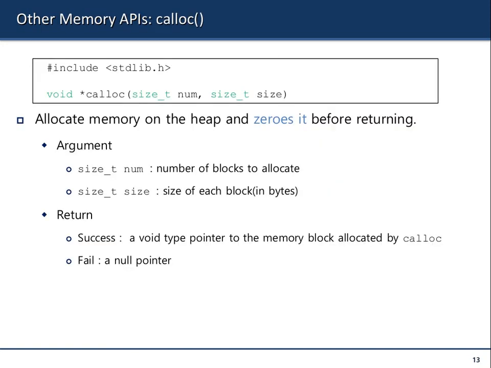Okay? So, other memory APIs include calloc. Okay? So, ito yung mas magandang gamitin. Kasi yung malloc, kung ano yung nandun na contents, nandun pa rin yun. Pag calloc, automatically, zini-zero niya na. Okay? So, this is a better way to allocate memory.